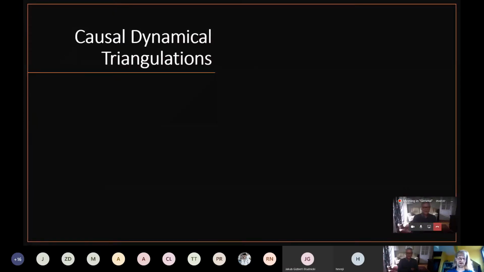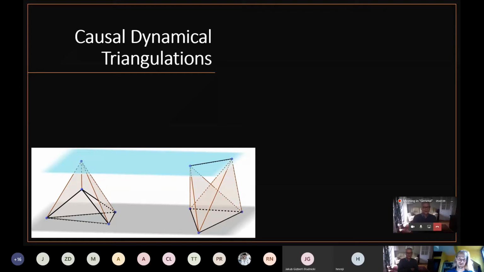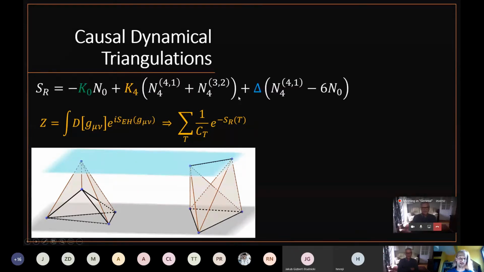So, causal dynamical triangulations, or CDT, is a theory of quantum gravity, where we glue together four-dimensional simplices to build up a space-time. The dynamics in the theory is led by the Einstein-Hilbert action. After discretization and the Wick rotation, we get this Regge action. The Regge action is described by three coupling parameters.